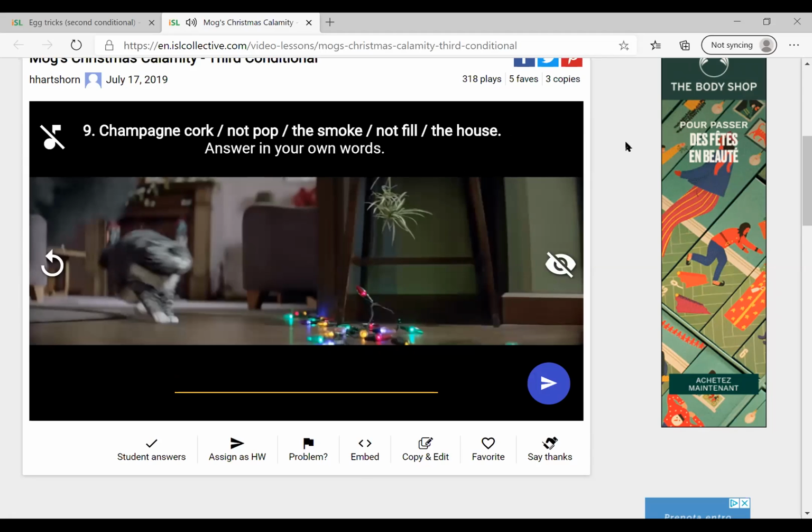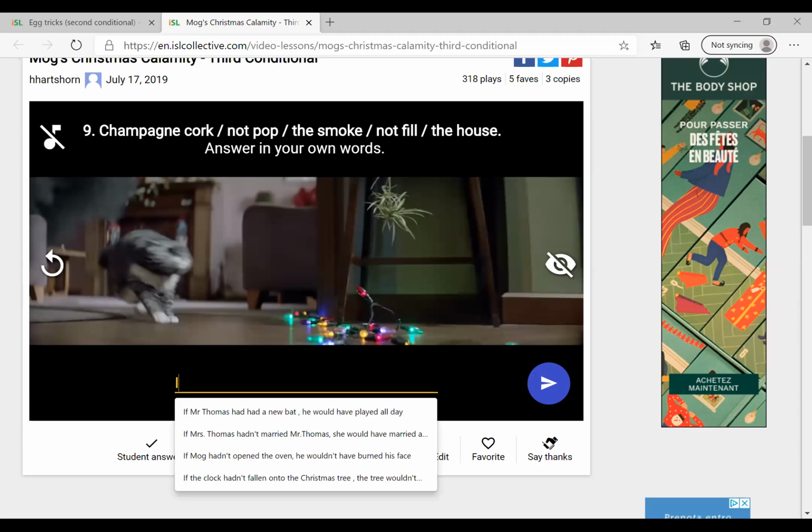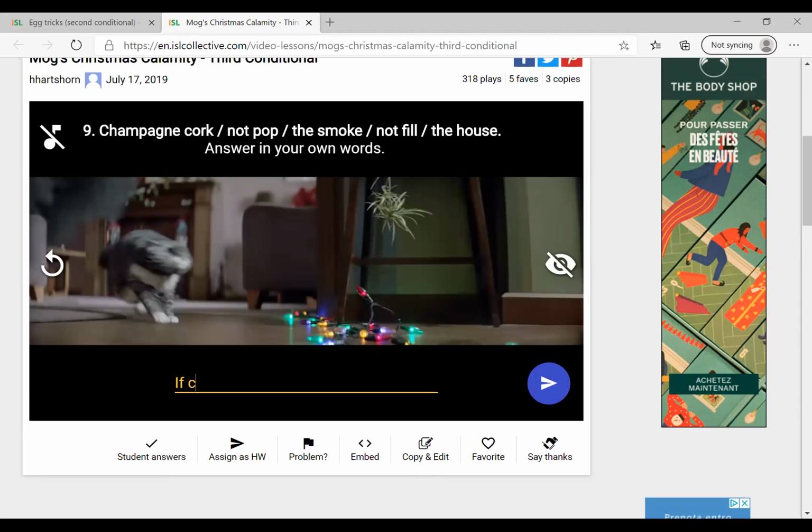Natalie? This is a champagne cork. This is the cork we put in the champagne. Not we, the wine producers. It's a cork, okay? If a champagne cork hadn't, verb. This is the verb. Jump. Oh, here. Popped. Popped.